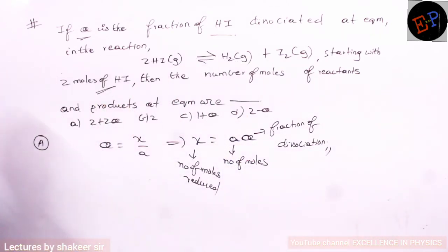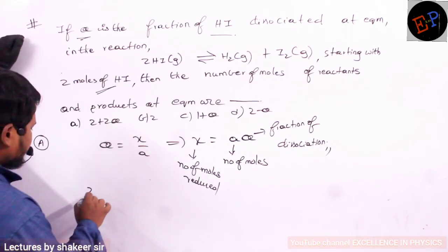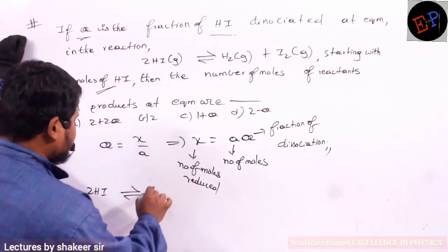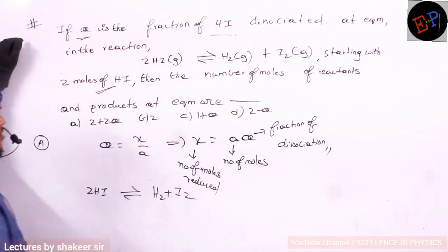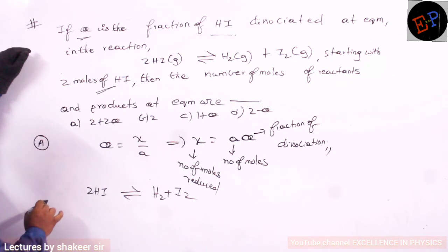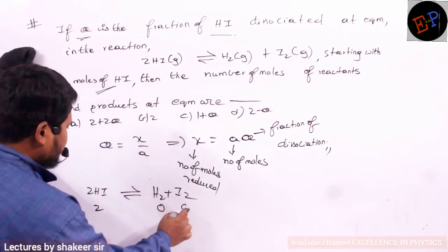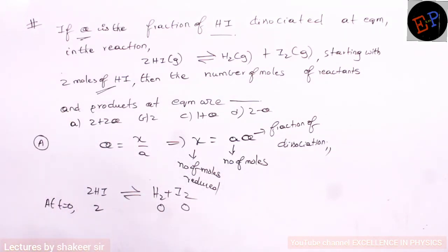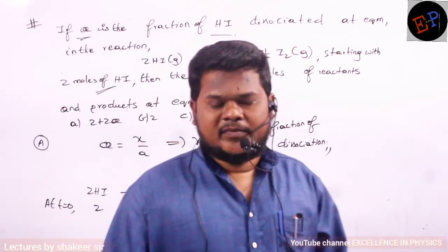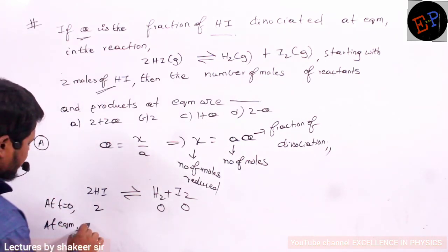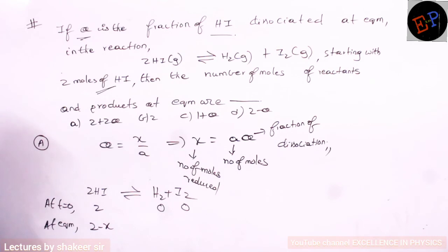Now write down. First of all, let us write the reaction. So 2HI dissociates into H2 plus I2. This is the given reaction. Again we have to write two conditions. At t equal to 0, the first condition, initially 2 moles were there, 0 moles of H2, 0 moles of iodine. Products will not be there, only reactants will be there initially. Clear? Then at equilibrium, let us consider x moles have dissociated.